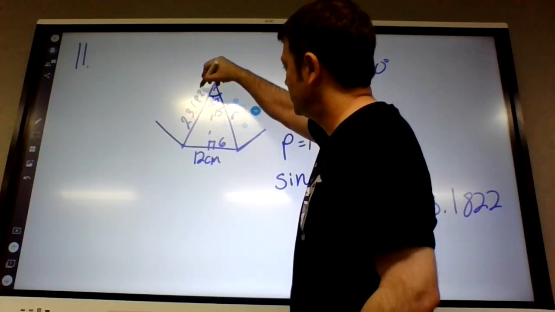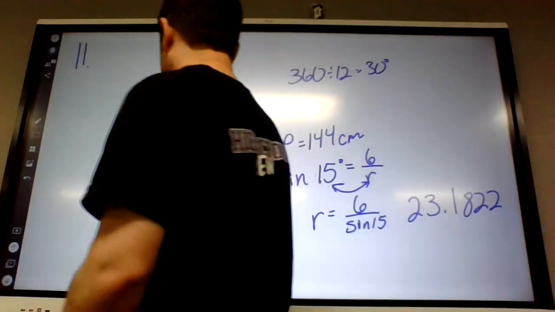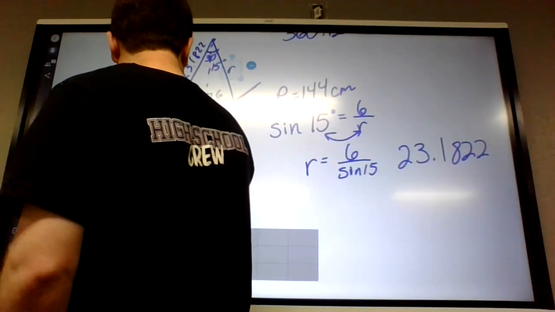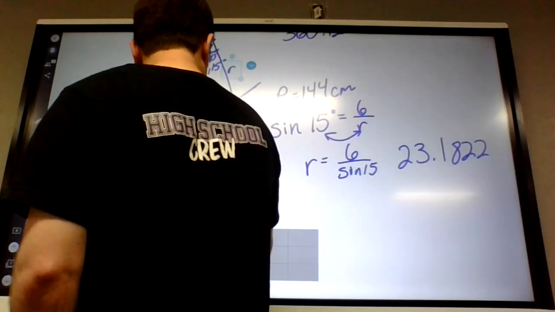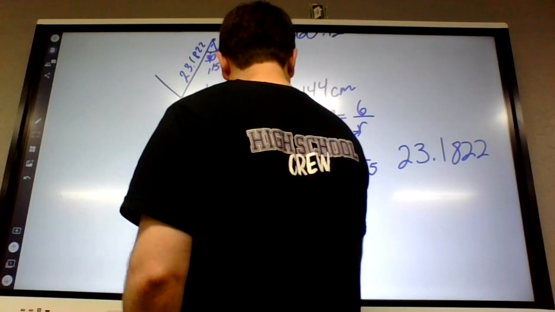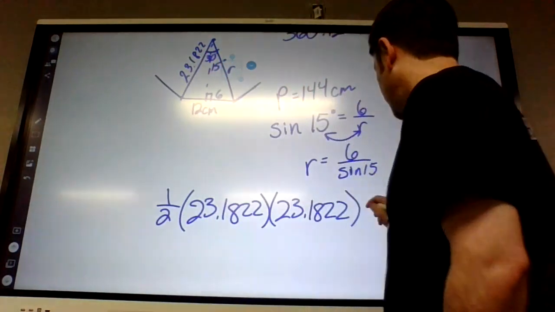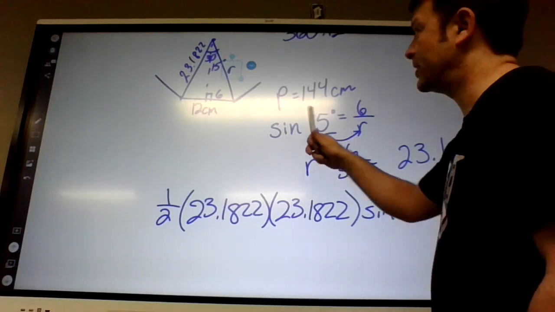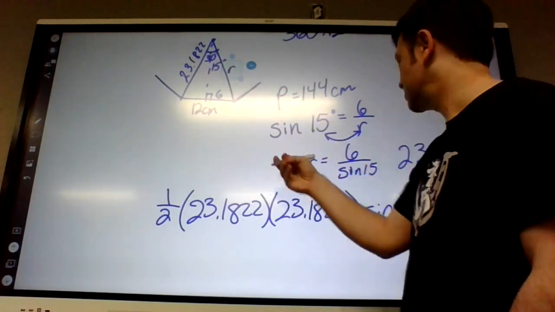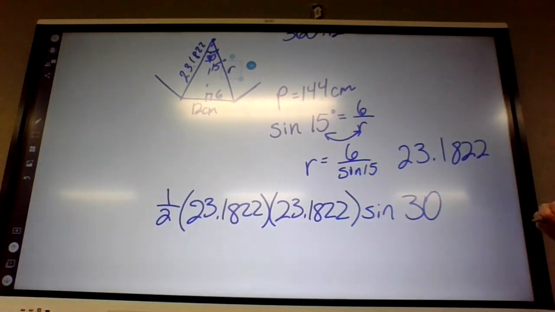So we got side, angle, side. So it's 1/2 times side times side times sine of that central angle, 30. That would get us one triangle. How many triangles does a dodecagon have? So we need to times 12 on the end of that.